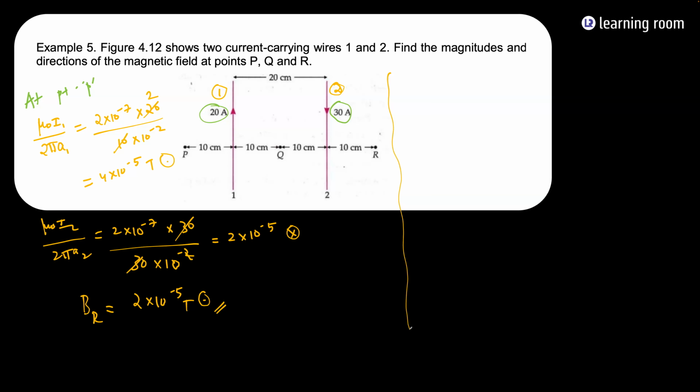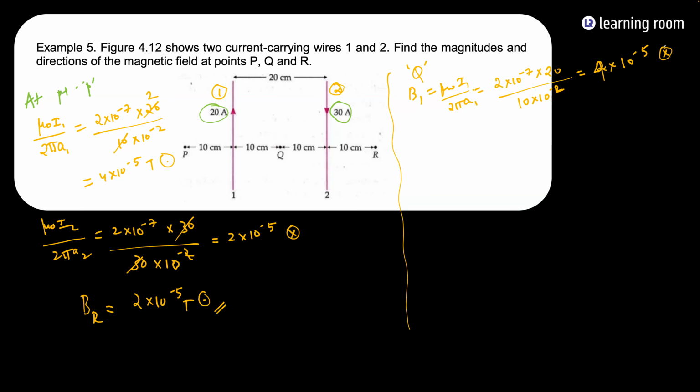Second case. If I take point Q, magnetic field due to the first conductor will be mu naught I1 divided by 2 pi A1. So how much is that going to be? 2 into 10 power minus 7 into, what is the value of I1? 20, the whole divided by, what is going to be the distance? 10 into 10 power minus 2. So the answer will be the same, 4 into 10 power minus 5, but this time it will be into the plane.